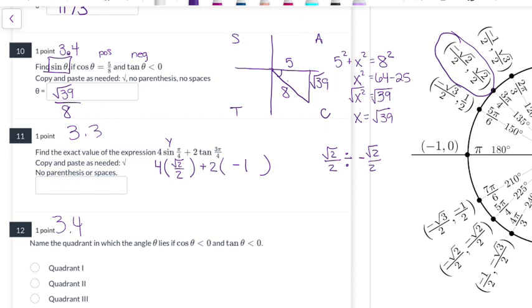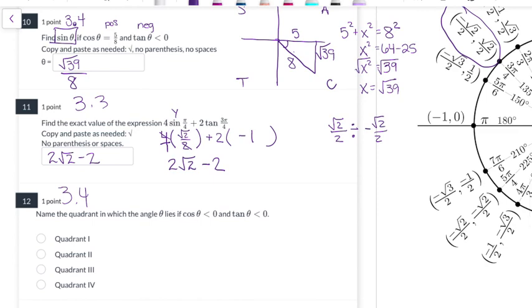Simplify here. So this is actually like 4 over 1. 4 divided by 2 is 2, so it's 2 square root of 2. And then 2 times negative 1 is minus 2. So that is my final answer there. Okay, when I have that radical, they're different terms, so I cannot combine them, okay?